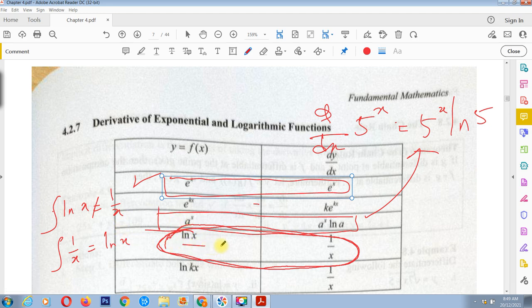This is where the biggest trap is. A lot of students will make a mistake here. They assume if we integrate ln x, we get 1 over x. So actually we didn't get the ln x. We need to use partial fractions.